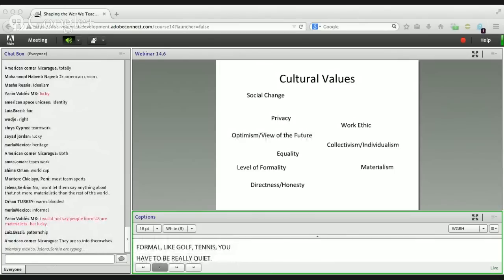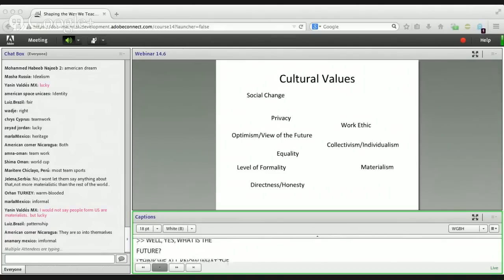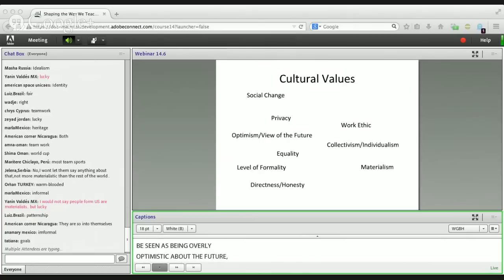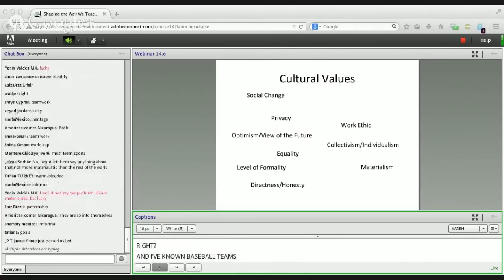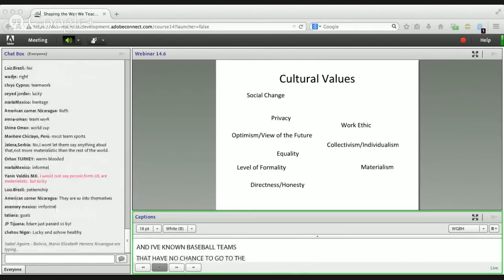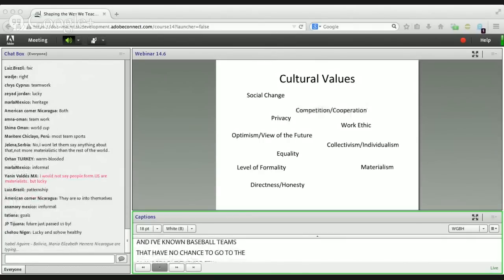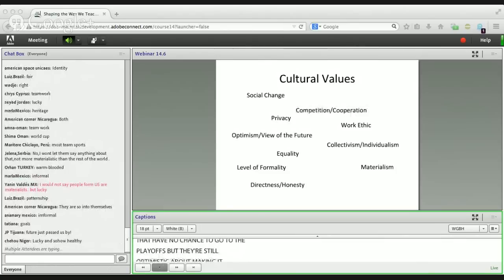That's right. Optimism, view of the future. Yes. Well, what is the future? Right? I mean, we all know what the future is. I think that Americans tend to be seen as being overly optimistic about the future. Right? I've known some baseball teams that have no chance to go to the playoffs, but they're still optimistic about making it. Definitely.